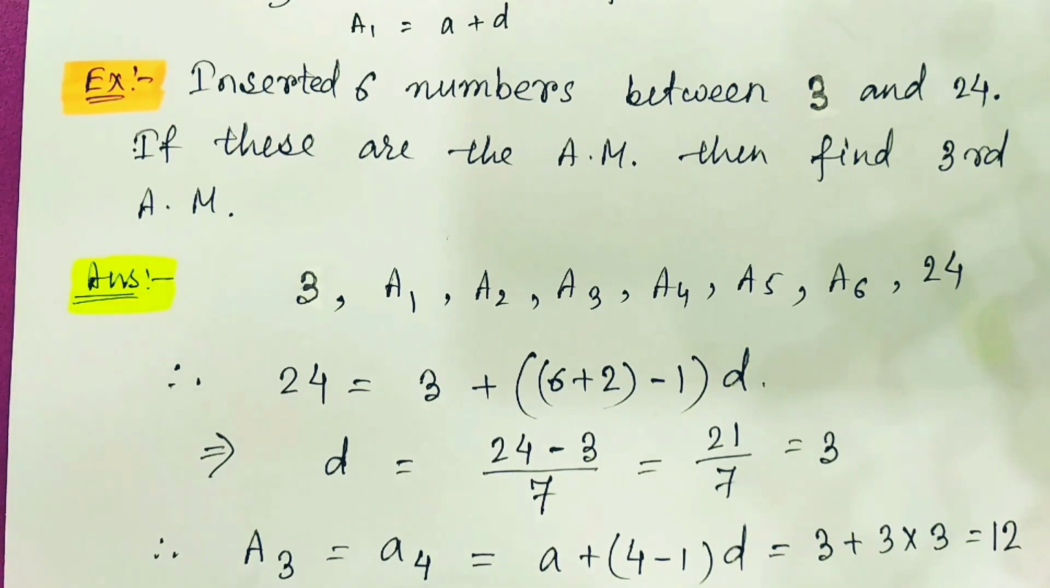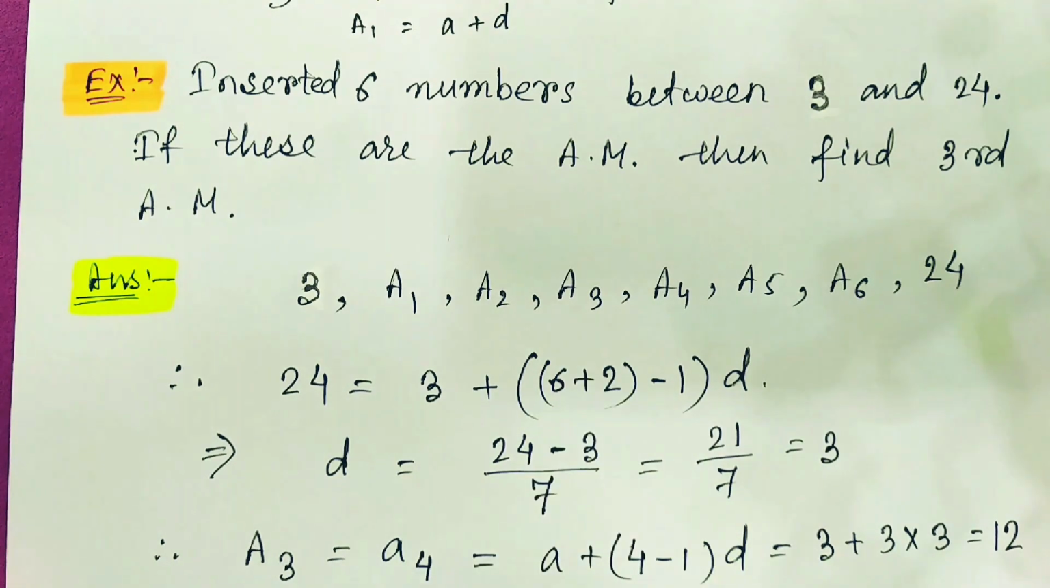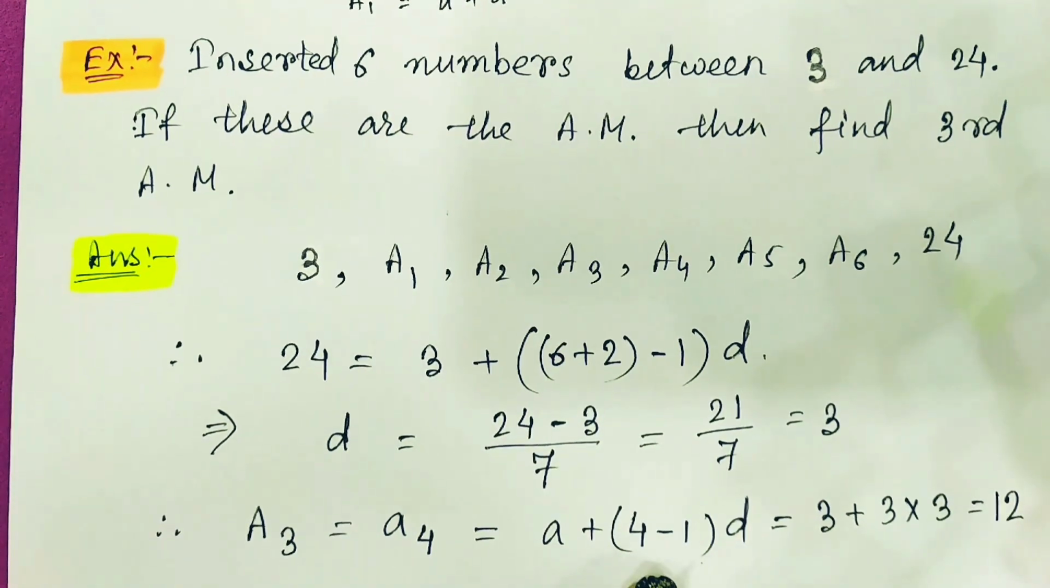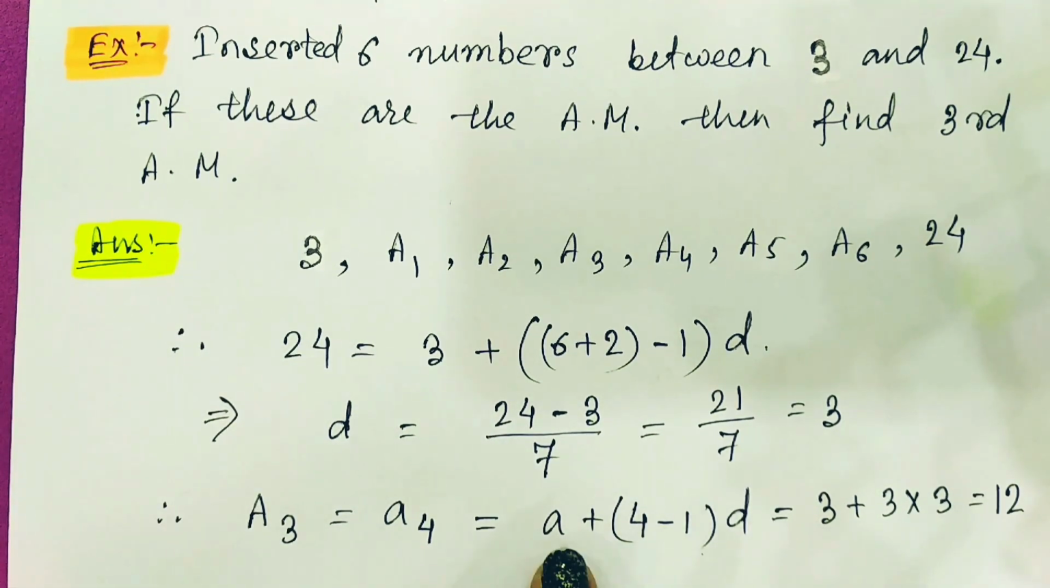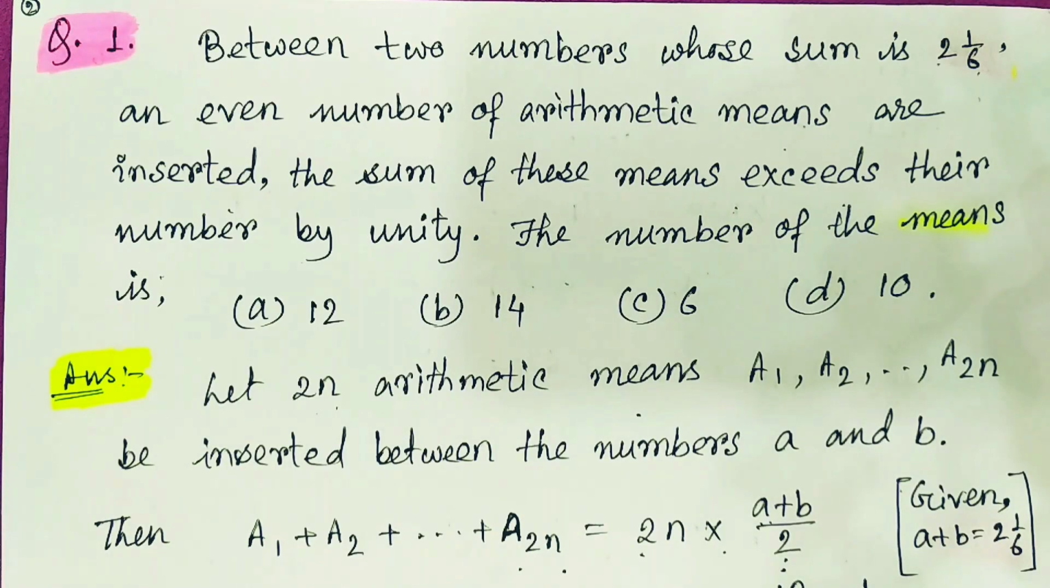Now our requirement is A3. So A3 means actually it is the fourth term in the sequence. So that is a plus (4 minus 1) into d. Now if we substitute the value of a and d, then it is 4. So the third term of this arithmetic mean, that is the third arithmetic mean, is 12. Hence the result.